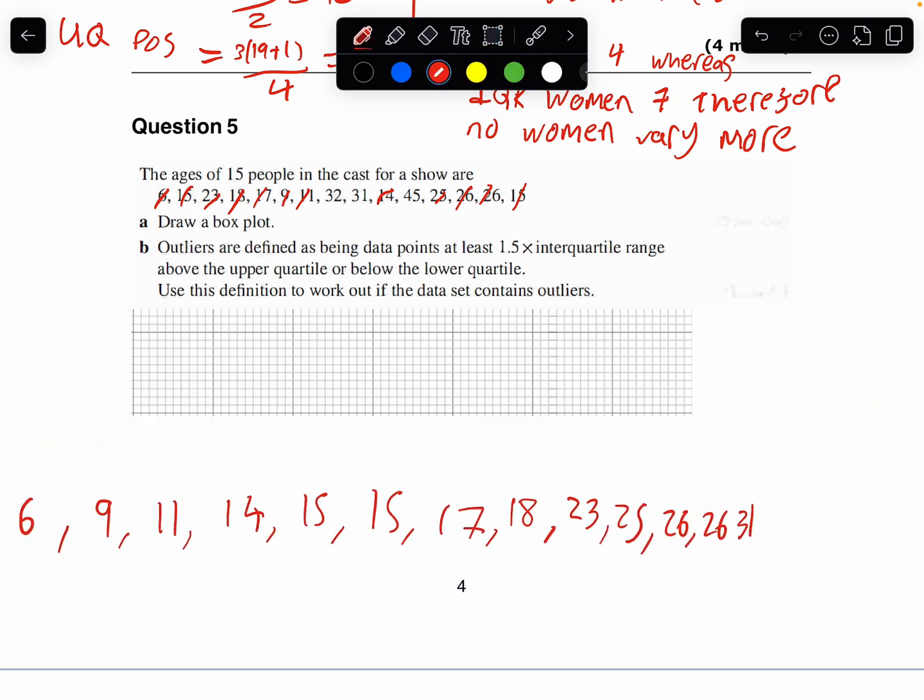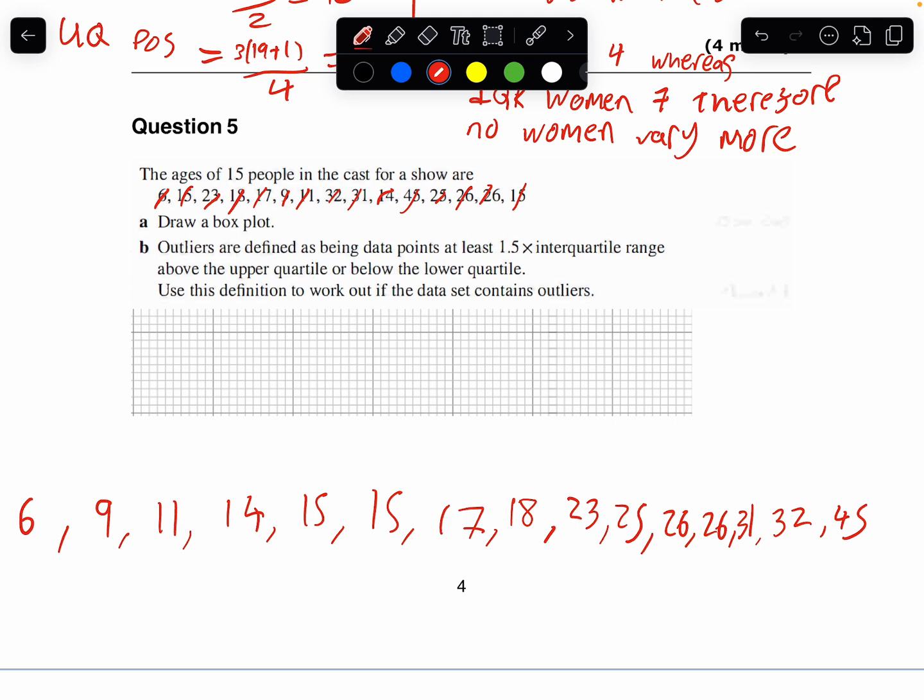So I've got a bit more room. 31, 32, and 45. Okay. So what's nice to do at this point is we know that there's 15 people, so I'm just going to quickly make sure I've written down 15 numbers. That's a nice little way of checking to see if you've not missed any. So 1, 2, 3, 4, 5, 6, 7, 8, 9, 10, 11, 12, 13, 14, 15. Since I've written down 15 numbers, it's very unlikely that I've missed one. The only thing being if I've counted one twice, but I don't think I have.